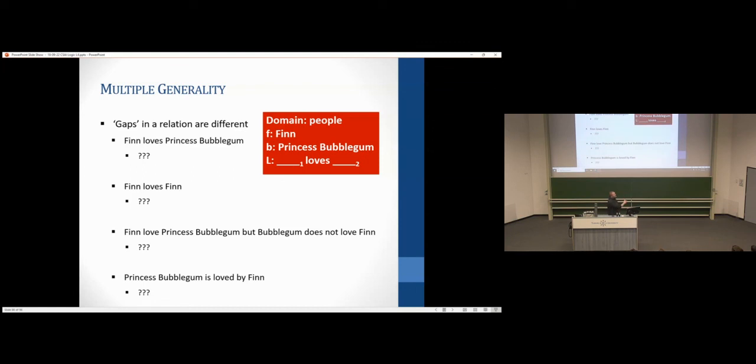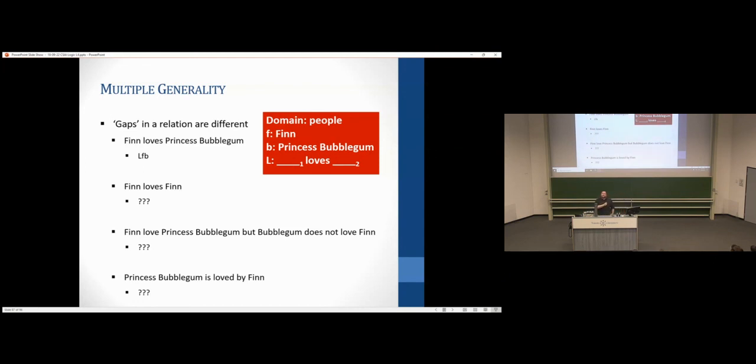So here's a sample symbolization key. Let's have people. Let's have little f for Finn. Let's have little b for Princess Bubblegum. And we'll have loves. Now again, note that loves has two spaces. So we can fill in the space with the person fitting the right gap. For example, Finn loves Princess Bubblegum, we can write as LFB. L is the two-place predicate, requires two terms after it. What comes immediately after fills space 1, and what comes after that fills space 2.